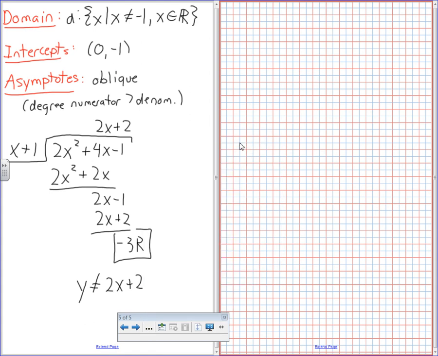Okay, so here we go. So here's my graph. I have 2x plus 2, so I'm going to put my graph a little bit below here, I think. And sort of like this. I'm just sort of estimating where this is going to go.